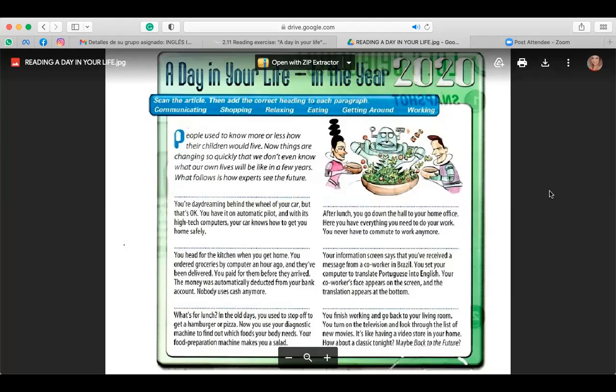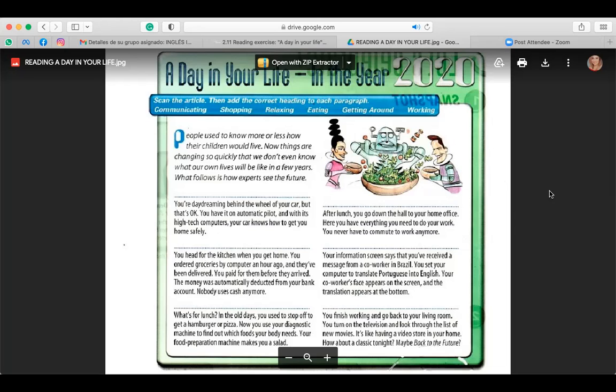A day in your life in the year 2020. Scan the article, then add the correct heading to each paragraph. Communicating, shopping, relaxing, eating, getting around, working. People used to know more or less how their children would live. Now, things are changing so quickly that we don't even know what our own lives will be like in a few years. What follows is how experts see the future.